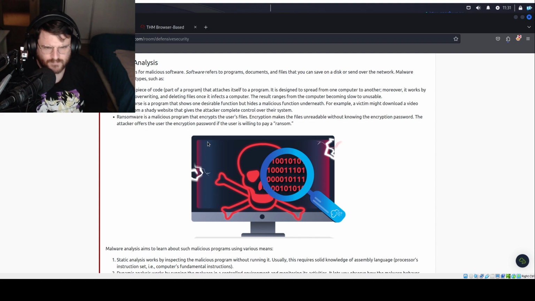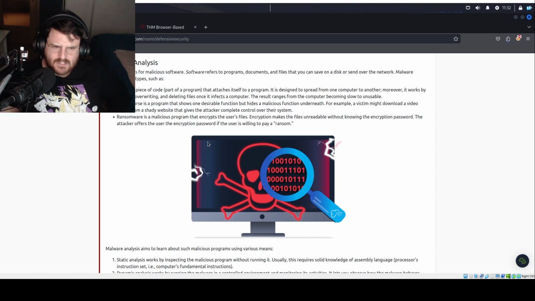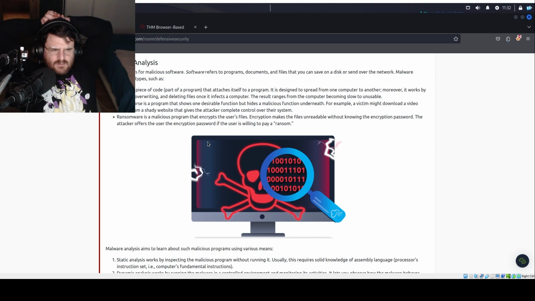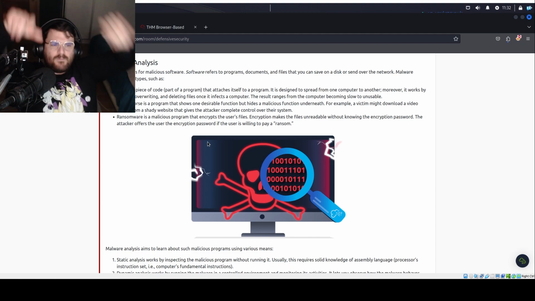A Trojan horse is a program that shows one desirable function but hides a malicious function underneath. For example, a victim might download a VPN from a shady website that gives the attacker complete control over their systems. Ransomware is a malicious program that encrypts the user's files. Encryption makes the files unreadable without knowing the encryption password. The attacker offers the user the encryption password if the user is willing to pay a ransom.